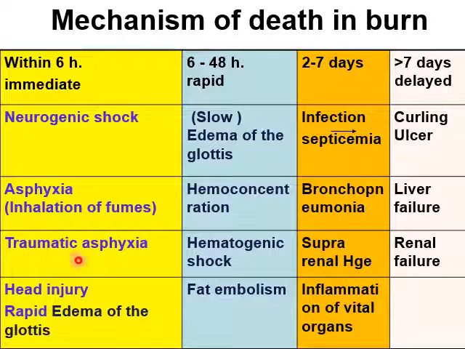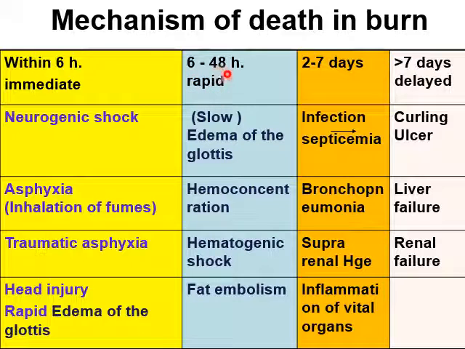Another mechanism is traumatic asphyxia. If heavy subjects, like objects from the ceiling or any other objects, fall over the chest of the body, that will lead to preventing respiration. So this is traumatic asphyxia. Or if these heavy objects fall over his head, that will lead to head injury, and this may be an immediate mechanism of death. And a fifth cause is the rapid edema of the glottis. If edema occurs in the glottic area, that will lead to closure of the respiratory passage, and that will lead to immediate death.